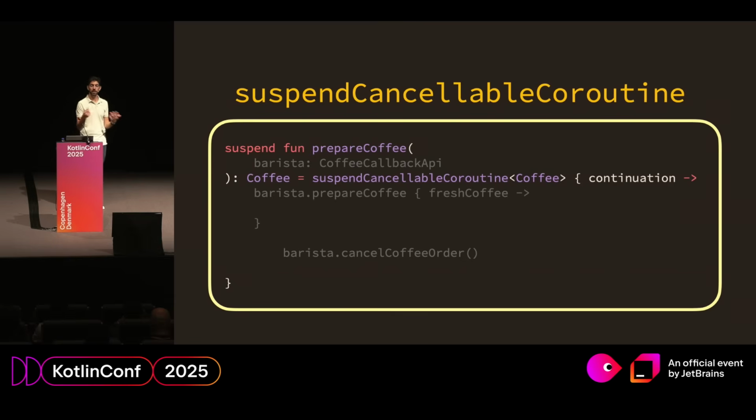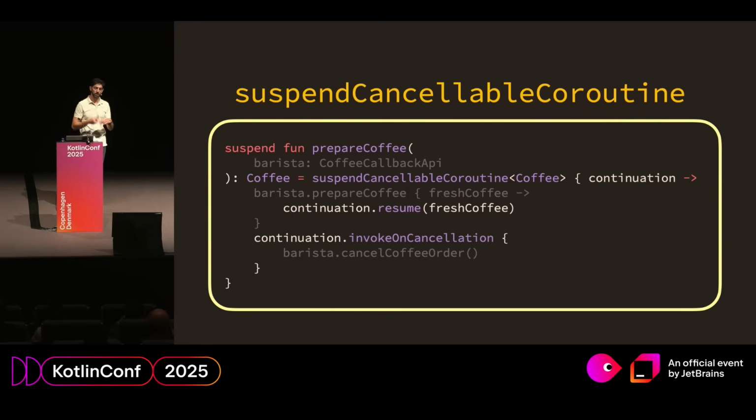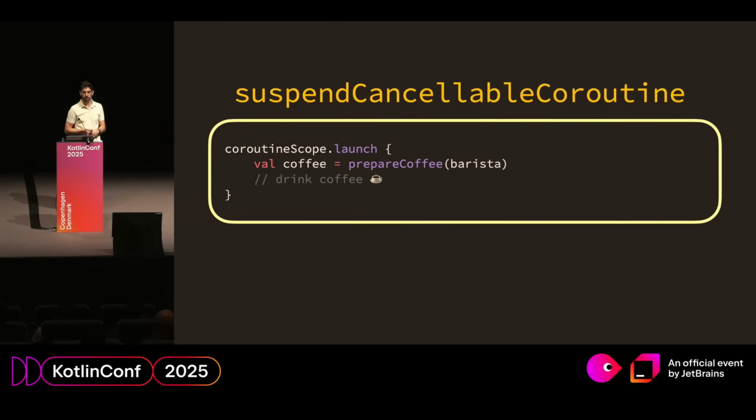So whenever the coffee is ready and we get the callback from prepareCoffee, we can tell the continuation: hey, I want to resume the execution of the coroutine, and I'm going to give it the fresh coffee. You can return a value, or you can return an error. And if the coffee still wasn't ready and the calling coroutine gets canceled, you have this function, continuation.invokeOnCancellation, where you get a callback in case you need to do some cleanup. In this case, we want to cancel the order because we are running out of time and we need to leave.